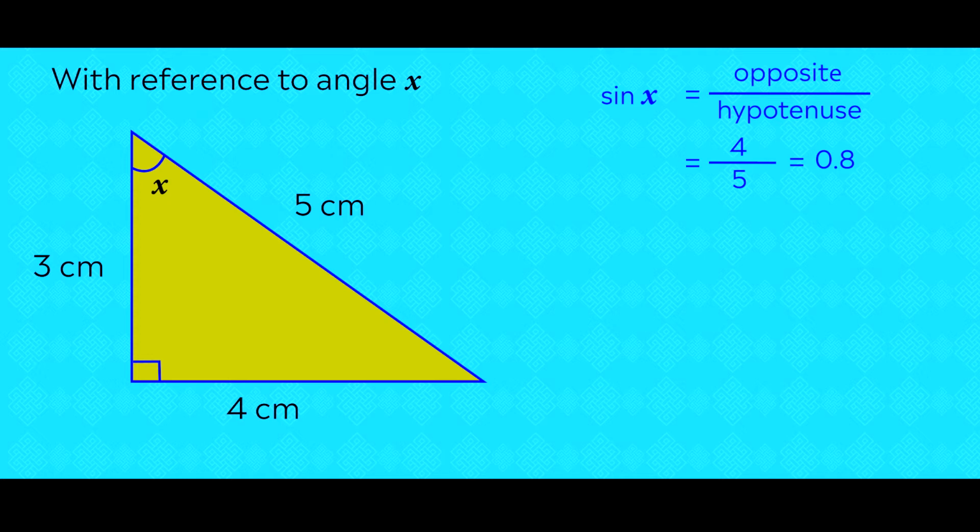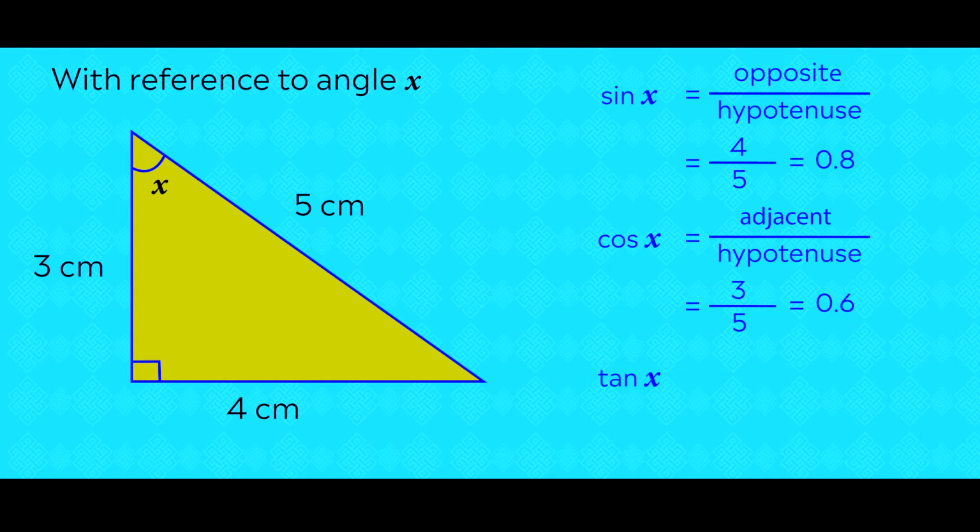Moving on to the next trigonometric ratio, cos x, the formula is given by adjacent divided by hypotenuse. We substitute adjacent by 3 and hypotenuse by 5. So when we divide 3 over 5, we get 0.6. The third trigonometric ratio is tan of x, and the formula to calculate tan of x is opposite divided by adjacent. So we divide 4 by 3, that equals 1.33.